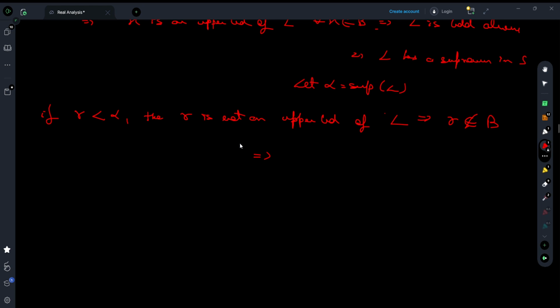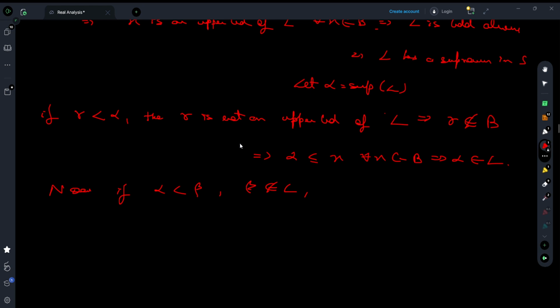Now what does that mean? So any element less than alpha is not in B, right? So that specifically means that alpha is indeed less than or equal to every element in B. So alpha is less than or equal to x for all x in B, which means alpha belongs to L. Clear?